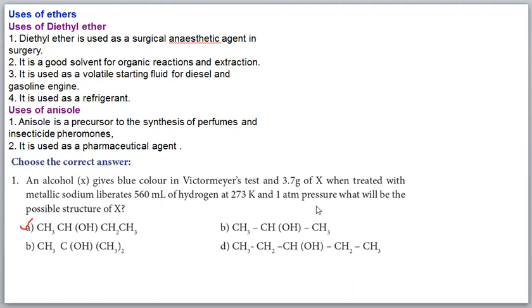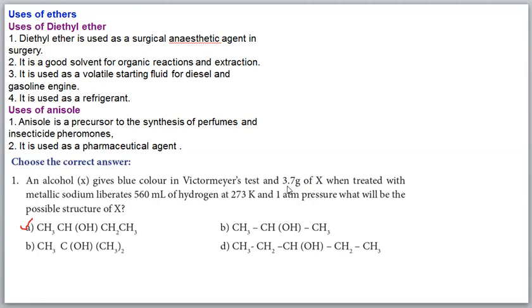Now, how to find out the correct answer for the given mass of alcohol? It will react with the sodium to liberate 560 ml of hydrogen. The hydrogen is at STP, 273 Kelvin and 1 atmospheric pressure. From this, we can find out the number of moles of hydrogen. From the number of moles of hydrogen, we can find out the number of moles of alcohol by using the stoichiometry equation. The mass is given, so from that we can find out the molar mass.